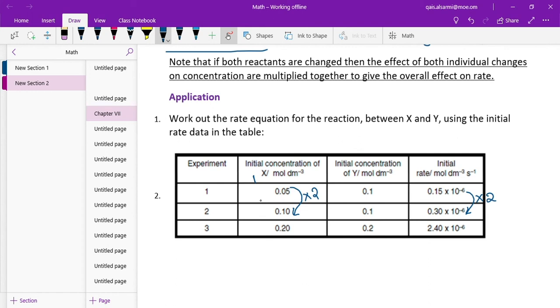Now how to find out the effect of Y? We will choose experiments 1 and 3. What's happening here? You're going from 0.05 to 0.2, so it's times 4. What's happening here? It's going from 0.1 to 0.2, so it's 2. Now if you divide 2.4 over 15, computing it very quickly, it's 16. Okay, never mind. Let's use other experiments. Let's use 2 and 3. It's quite easier. So I'll just erase these.